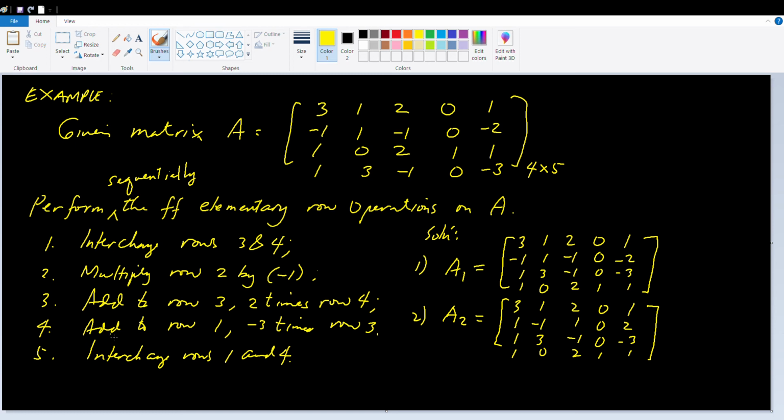We go to the third. We add to row 3 2 times row 4. Okay? So it will result in matrix A sub 3. Let me create a space.